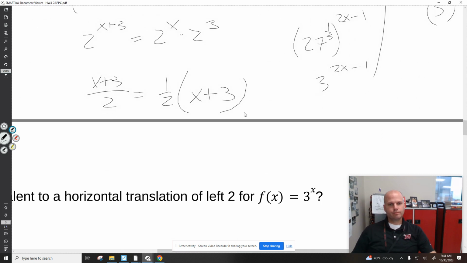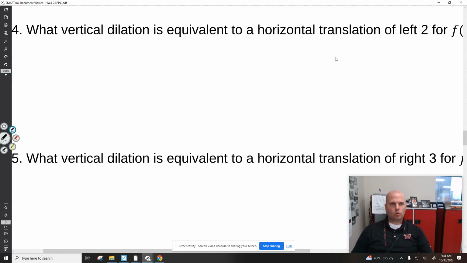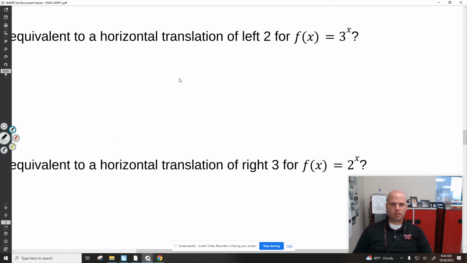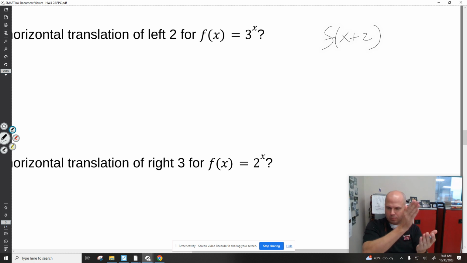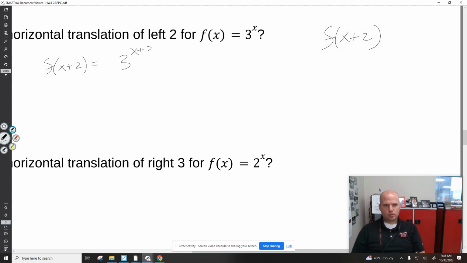It's cool. All right. What vertical dilation is equivalent to a horizontal translation of left 2 for f of x? Well, first of all, we got to understand a horizontal translation. Left is when we manipulate the inside of the function, but we're like order of operations. We got to start plugging in -2 to zero out the function. +2 shifts us left 2. Most of us just are cool with that. So first thing I do is say, okay, here's my horizontal translation. Left 2, I get 3 to the x plus 2.